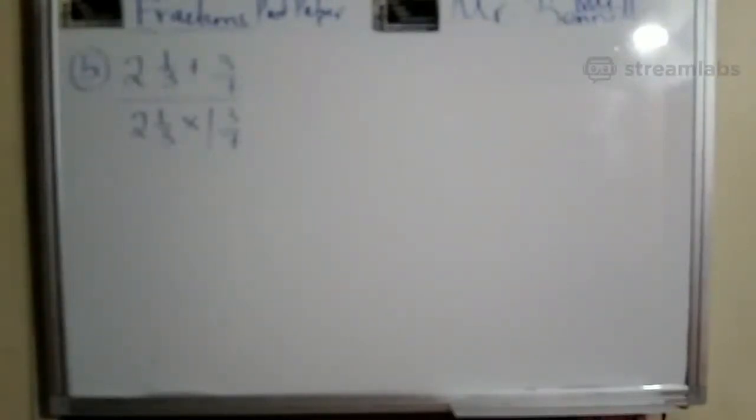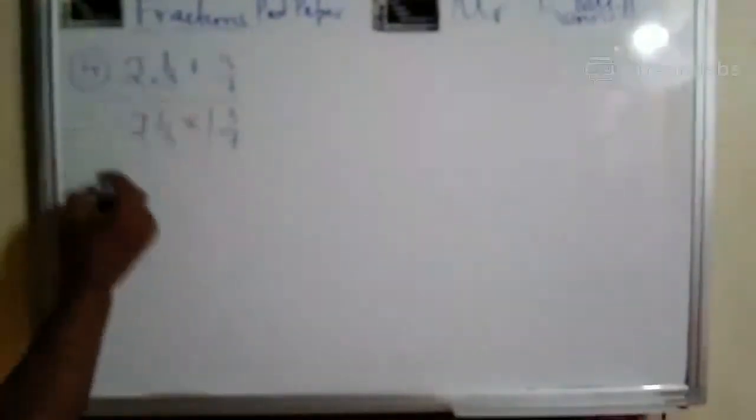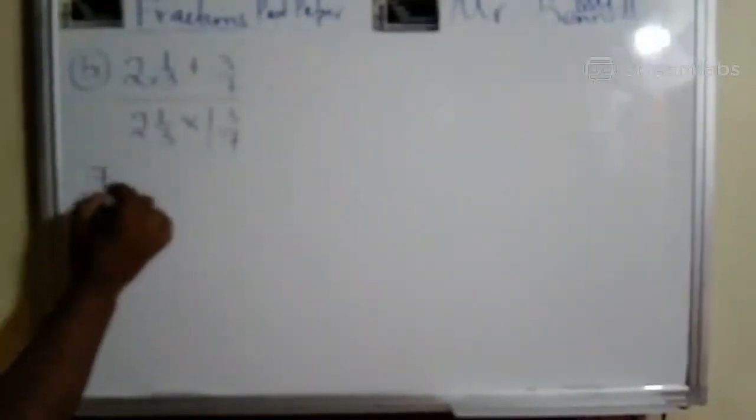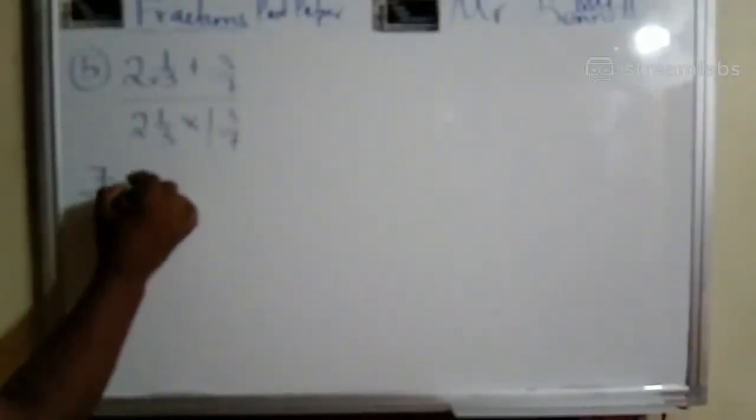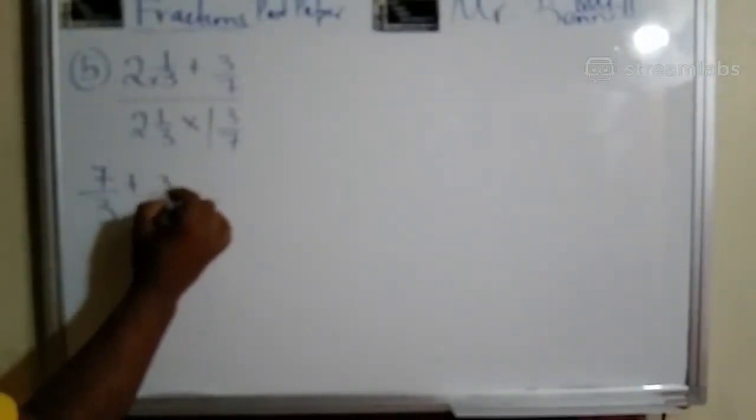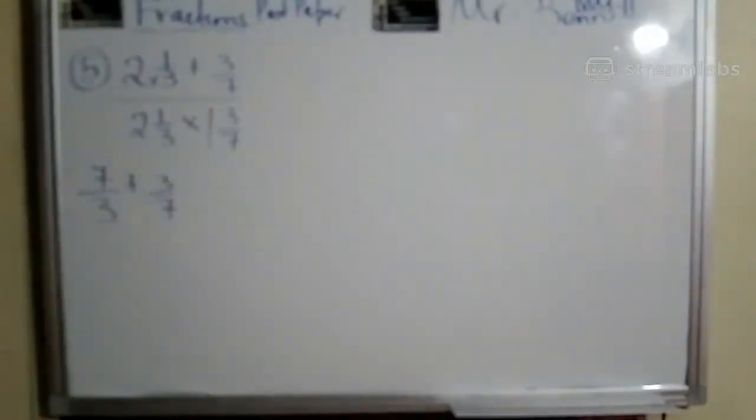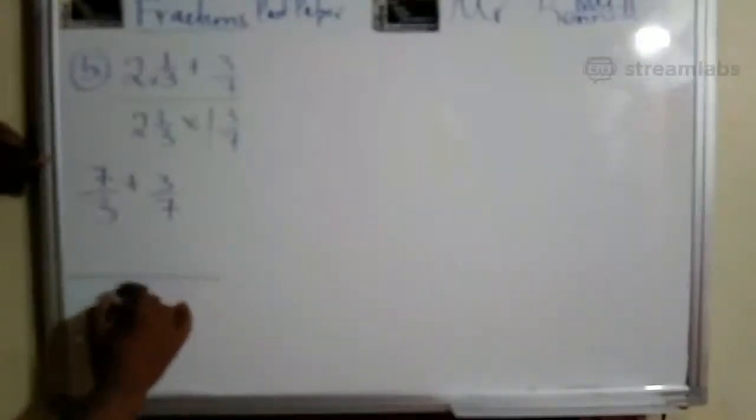Alright, so let's go now guys, let's go. So it's the same procedure. We work the numerator and then we divide by what the denominator gives us. So this time is addition. So 2 times 3, that's 6 plus 1, 7 over 3 plus 3 over 7. We find the lowest common multiple of 7 and 3, which is 21.